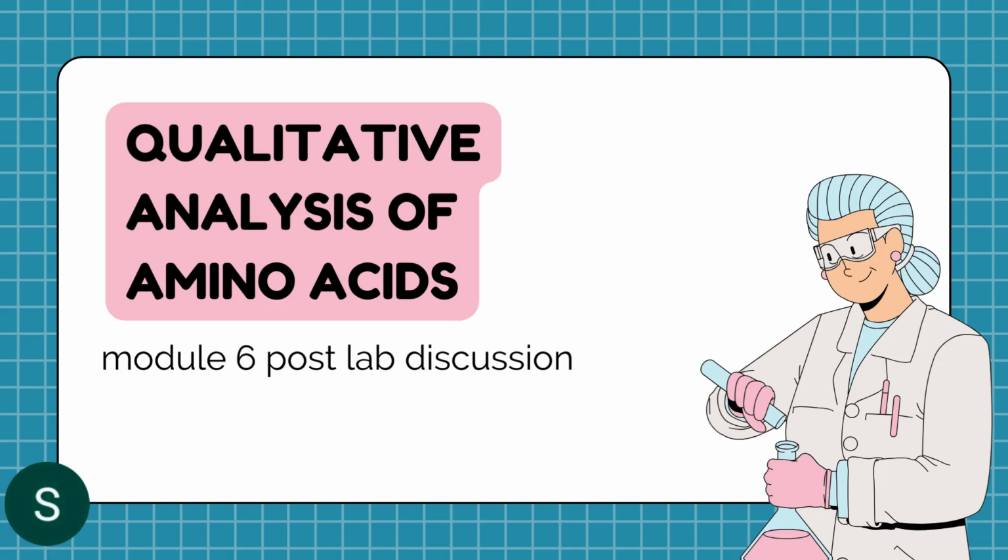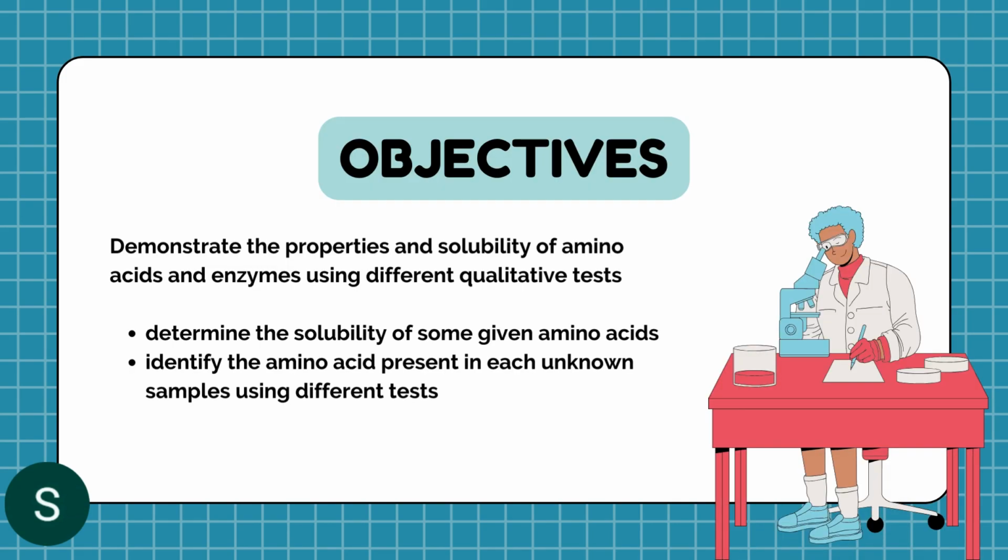Hello, everyone. Today we will be talking about your qualitative analysis of amino acids. So, this is a post lab discussion of your experiment 6. Our objectives for this discussion will be to demonstrate the properties and solubility of amino acids and enzymes using different qualitative tests, determine the solubility of some of the given amino acids, and to identify the amino acid present in each unknown sample.